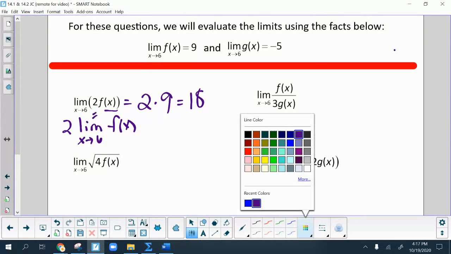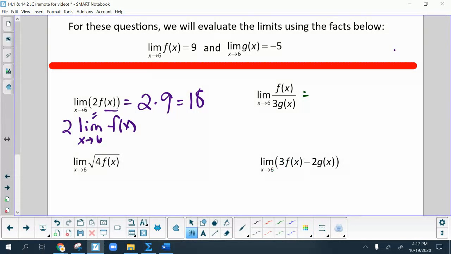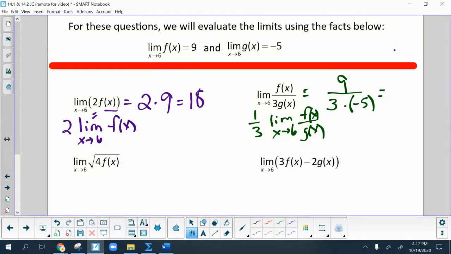Next one, same basic idea. So I know the limit as x approaches 6 of f of x is 9. And I know the limit as x approaches 6 of g of x is negative 5. And that 3 just stays there. Or you could factor it out front of the limit as a 1/3, if that makes you more comfortable. Either way, we're going to reduce, and we're going to get negative 3/5.